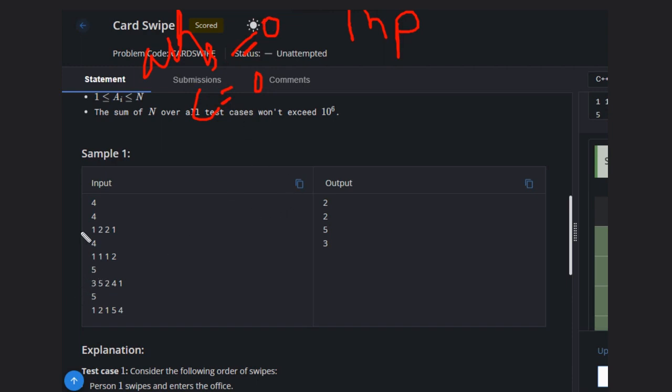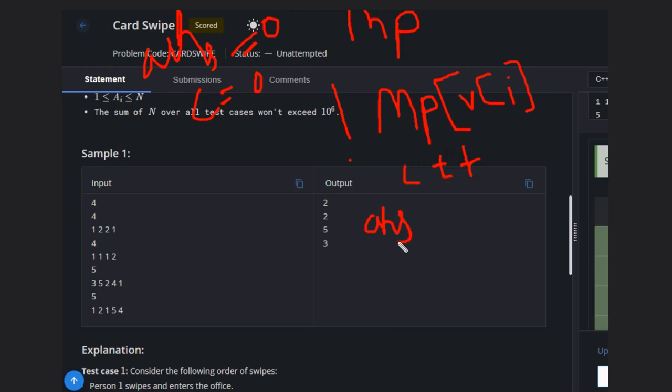You will take the input vector and iterate from start to end. Then we check if mp of b of i, this element, is not in the map, what we will do is c++, and answer will be max of answer, comma c. This will be the case. And one more thing, we have to increase the count in the map, so mp of b of i will be ++.